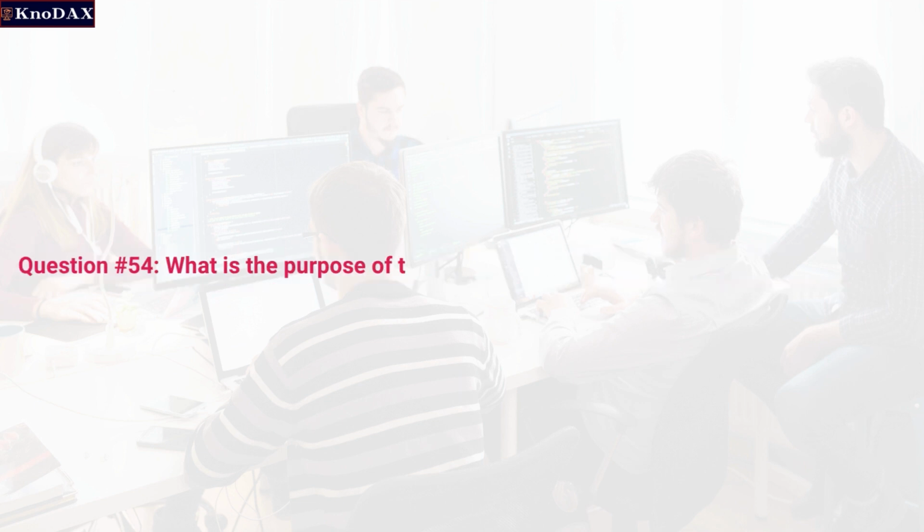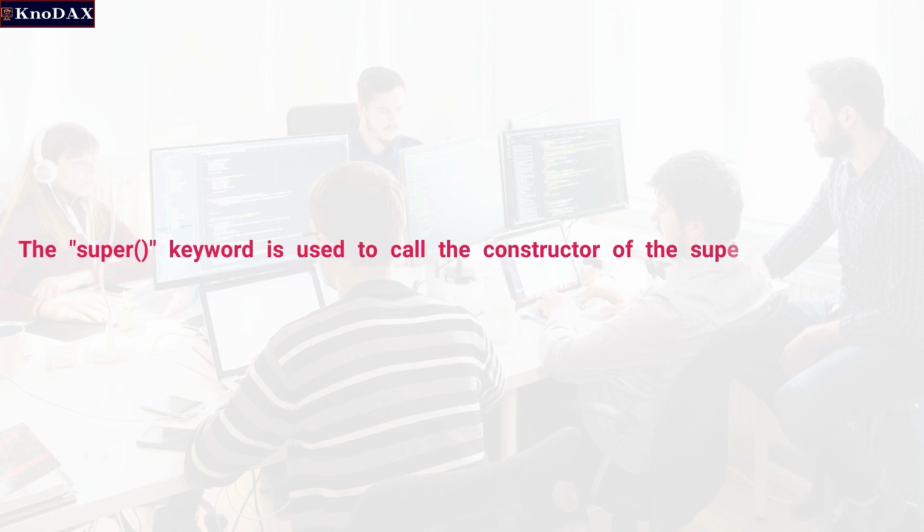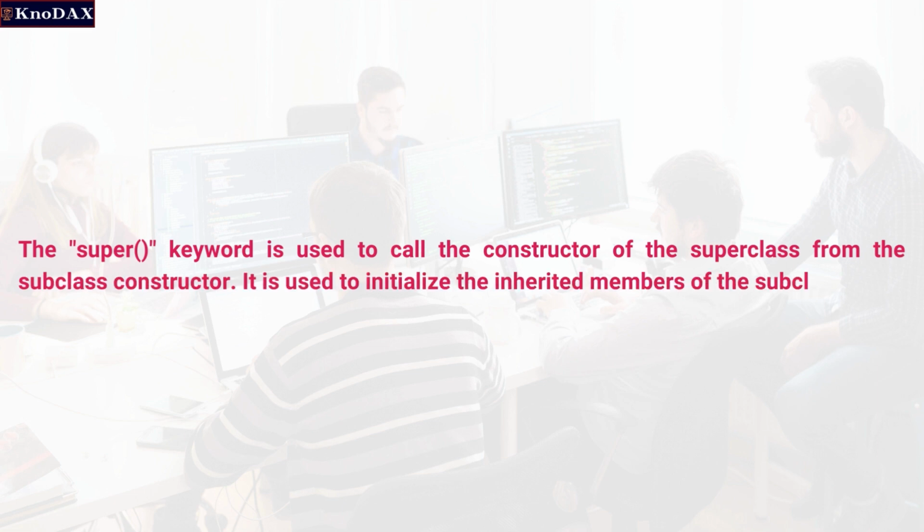What is the purpose of the super keyword in a constructor? The super keyword is used to call the constructor of the superclass from the subclass constructor. It is used to initialize the inherited members of the subclass.